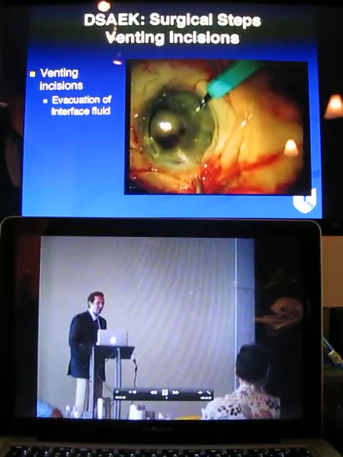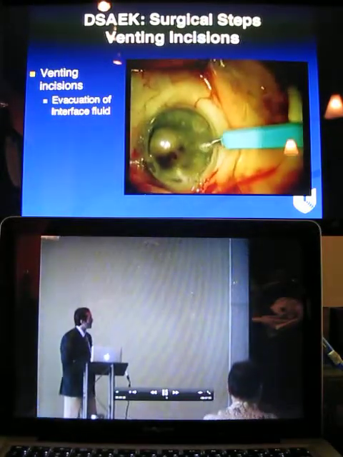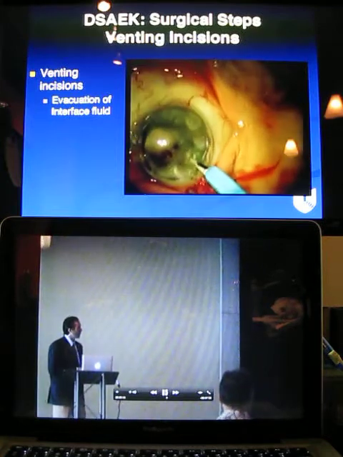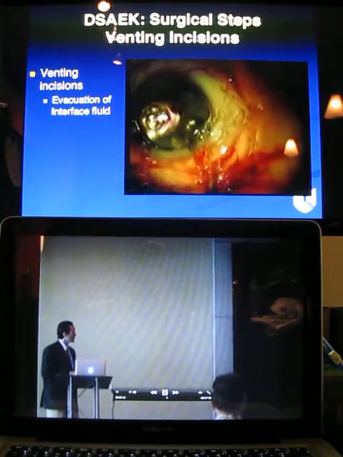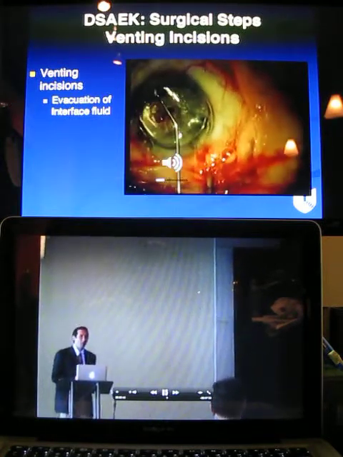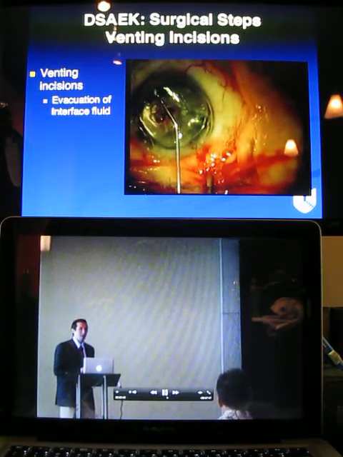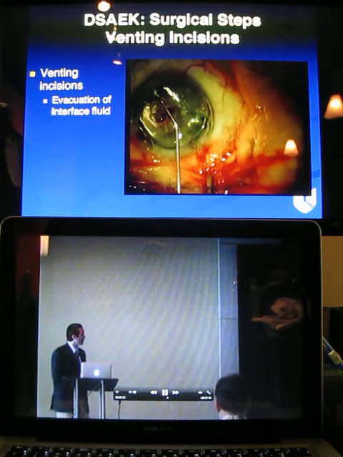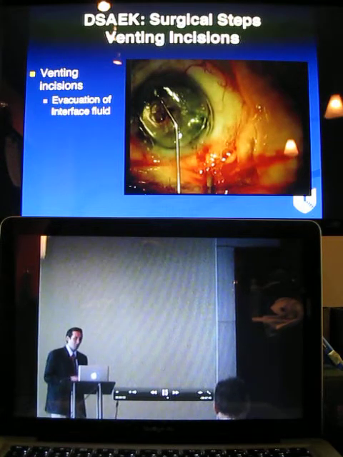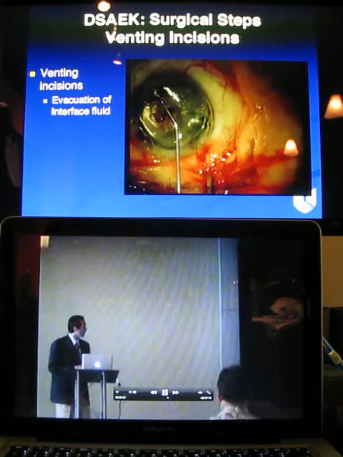Another technique that has been described is the use of these venting slits in order to evacuate interface fluid. These do work. However, there have been some anecdotal reports of venting slit infections and epithelial downgrowth into that interface. So we try not to use them as frequently anymore.